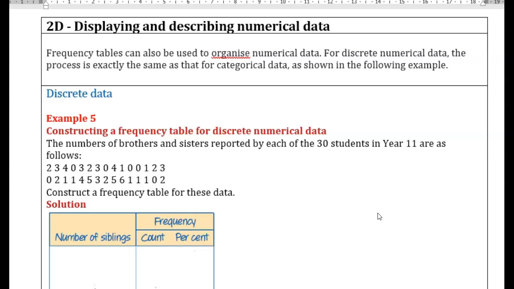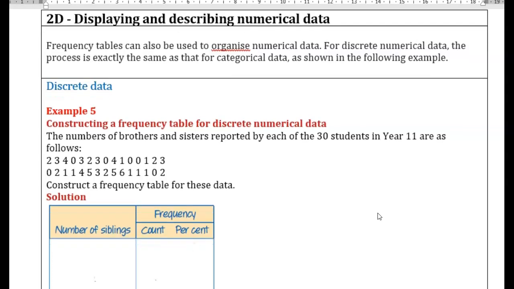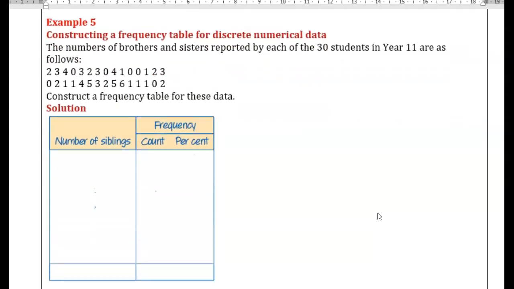So for discrete numerical data, the process is exactly the same. If we're looking at organizing it, it's exactly the same as for categorical data. So we're going to look at the example here. Example 5, constructing a frequency table for discrete numerical data. The number of brothers and sisters reported by each of the 30 students in year 11 are as follows. I'm not going to read them, but you can see it there. Construct a frequency table for these data.